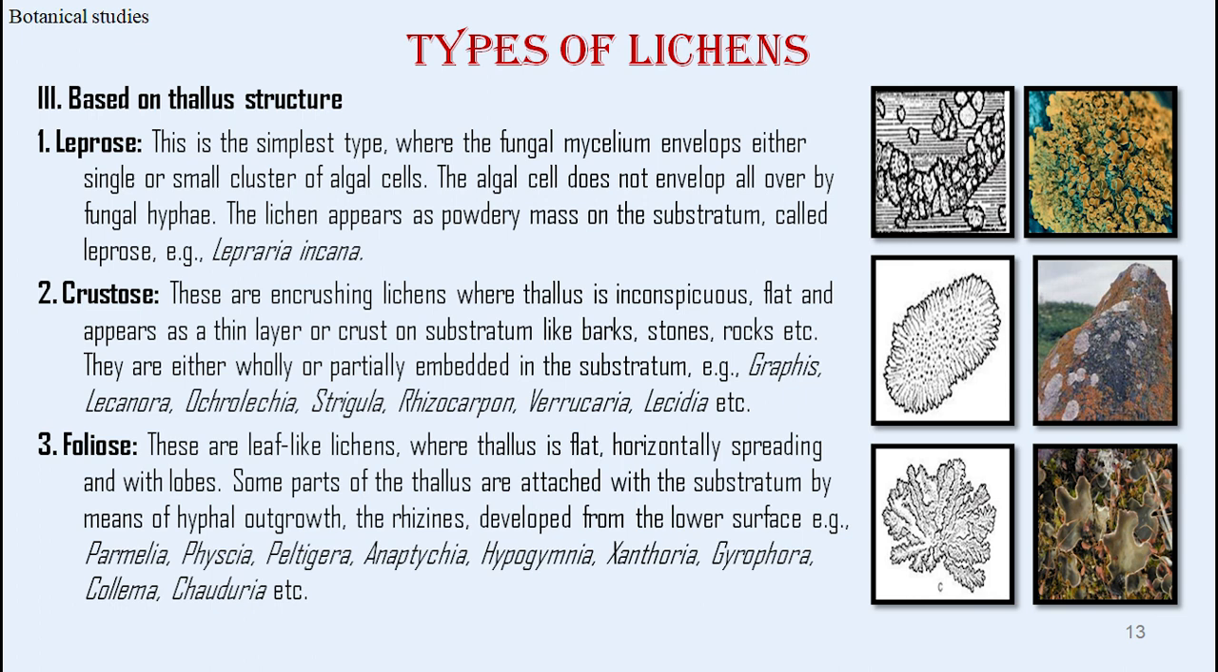Third type of lichen is foliose lichen. These are leaf-like lichens where thallus is flat, horizontally spreading, and with lobes. Some part of the thallus is attached to the substratum by means of hyphal outgrowth. The rhizines developed from the lower surface. For example, Parmelia, Physcia, Peltigera, Anaptychia, Hypogymnia, Xanthoria, Gyrophora, Collema, etc.